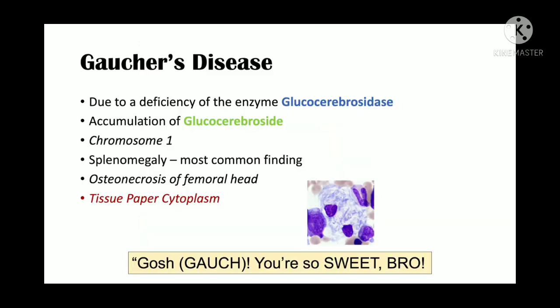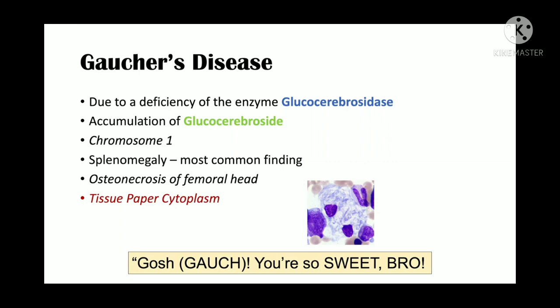So how can we remember the enzyme and the accumulated product formed in Gaucher's disease? Think about the phrase, gosh, you're so sweet, bro. Gosh, you can think of as the Gauch in Gaucher's disease. You're so sweet: sweet you can remember by gluco in glucocerebrosidase or glucocerebroside, and bro also clues you in to the cerebro part of that word.